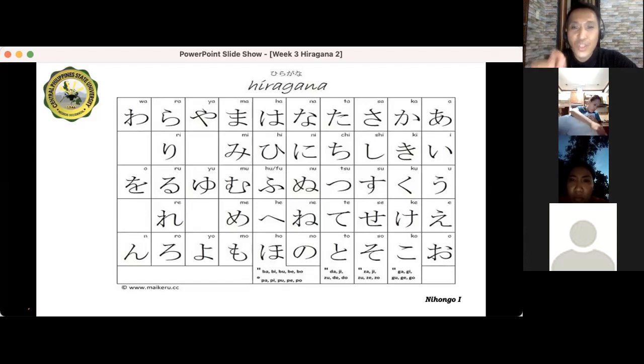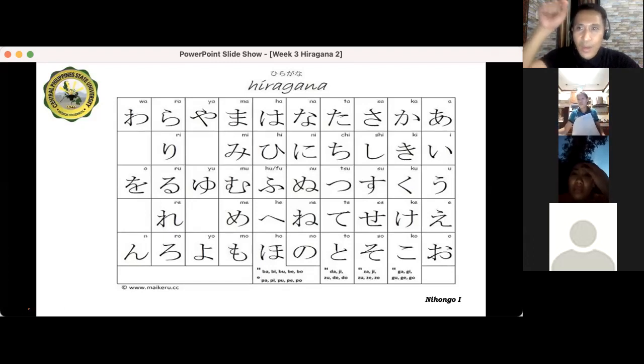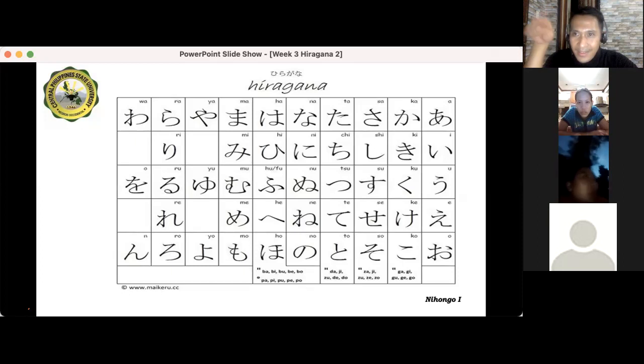Sa ilalim naman yung sa, kung napapansin ninyo, pag nilagyan natin ng dakuten na dalawang ten, magiging voiced na din siya. Imbes na sa, magiging za. Za, ji, zu, ze, zo. At saka yung ha natin, pag nilagyan natin ng dakuten, magiging ba, bi, bu, be, bo. Pag nilagyan natin ng handakuten, parang circle na maliit, nagiging pa, pi, pu, pe, po.